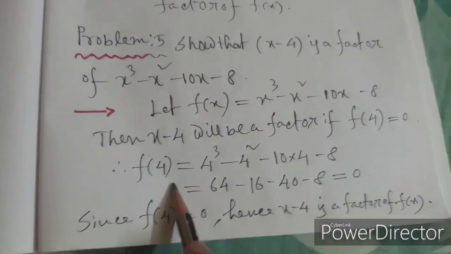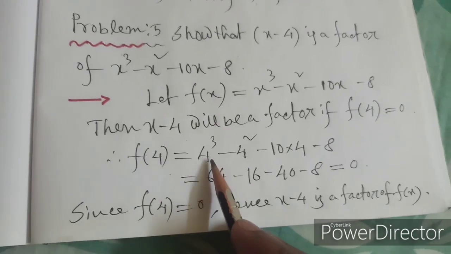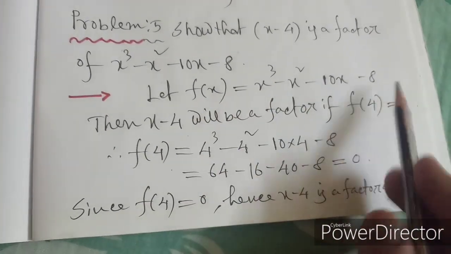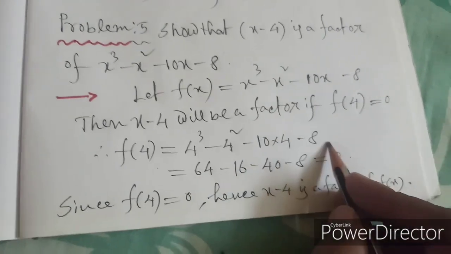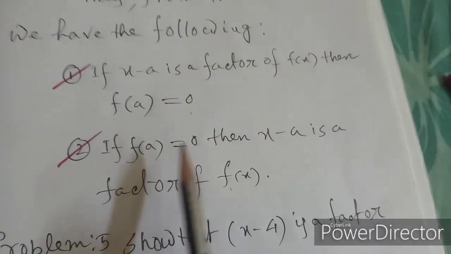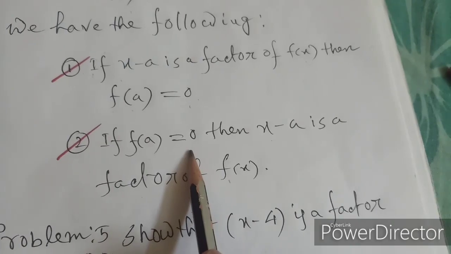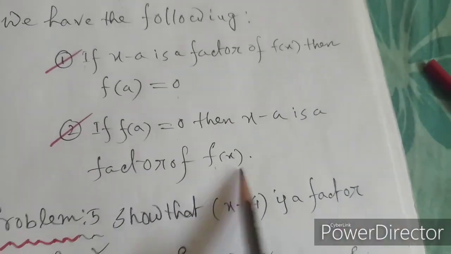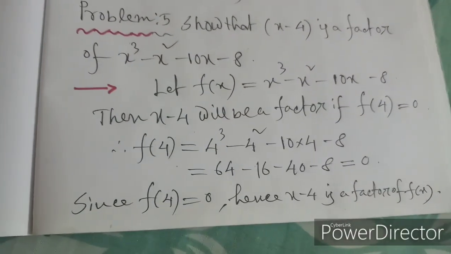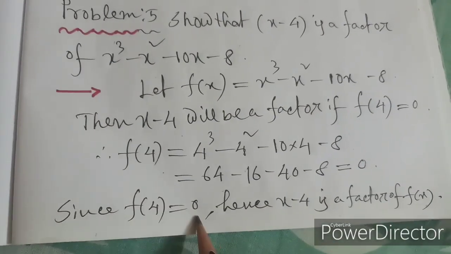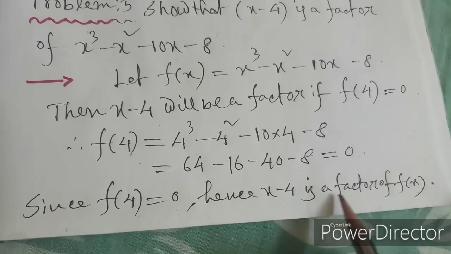Now we have to find f(4). f(4) means 4 cube minus 4 square minus 10 into 4 minus 8, and that is 0. So you can see that if f(a) equal to 0, then x minus a is a factor of f(x). Since f(4) equal to 0, hence x minus 4 is a factor of f(x).